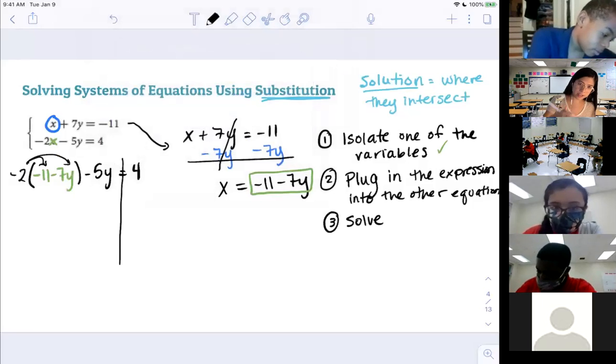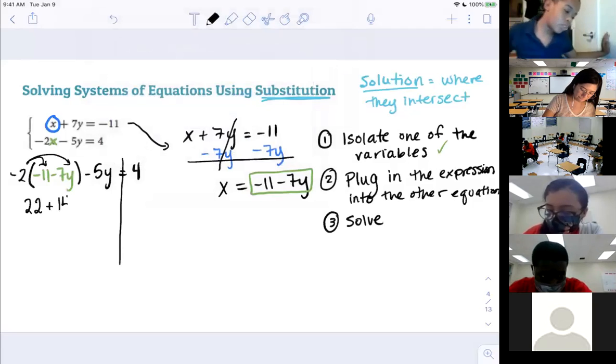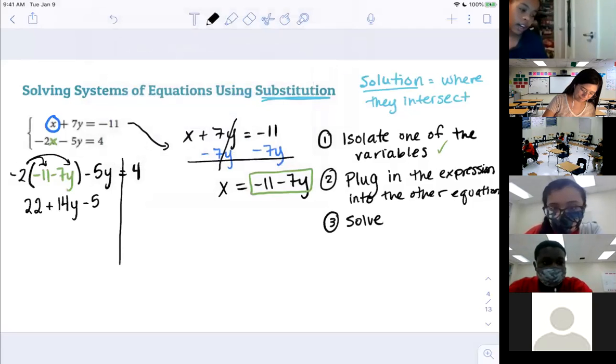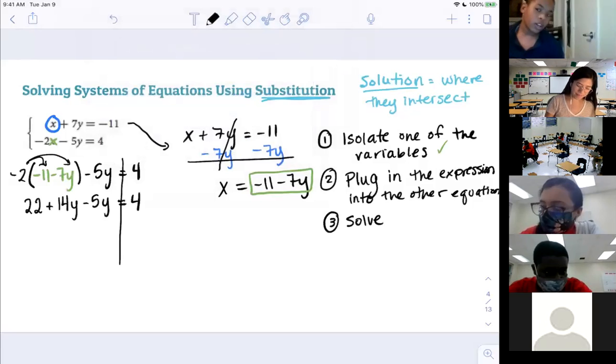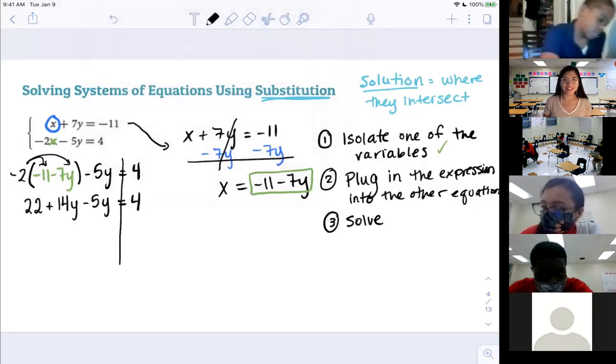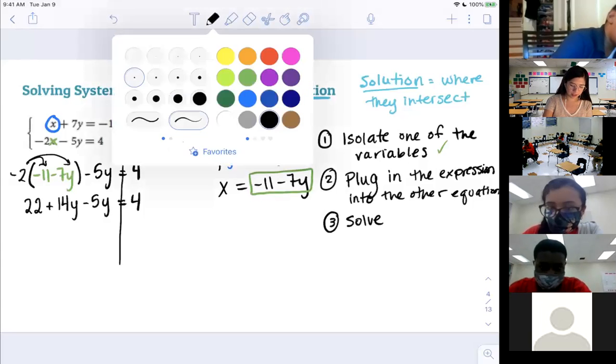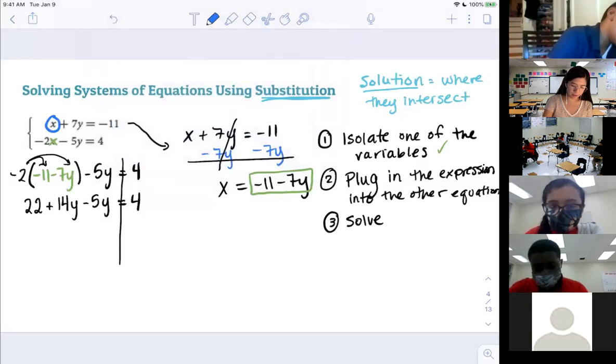Good, Daniel. I'm going to slow that down and say it one more time. We're distributing. So I have 22 plus 14y minus 5y equals 4. Thank you, Daniel. Now what do I do next to solve for y? Subtract. Good. What's 14 minus 5?